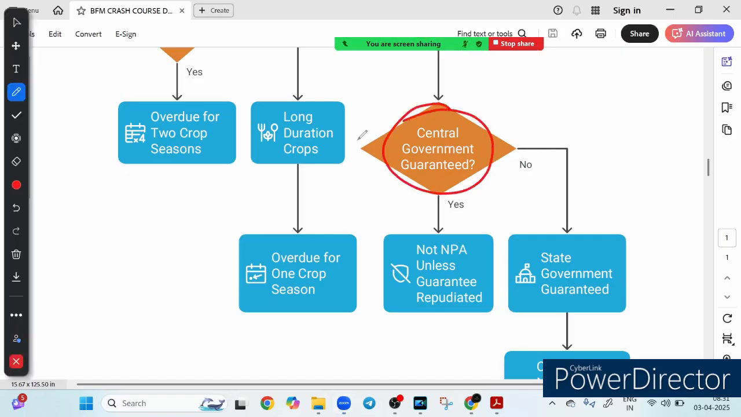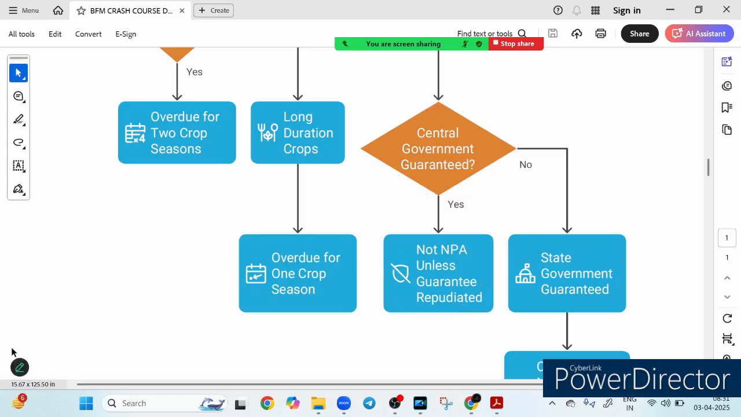So if the loan is guaranteed by the central government, it is not classified as NPA. Remember, it is not classified as NPA until the guarantee is repudiated. So as long as the government stands by the loan, it is safe from NPA standard. Remember, I am talking about a central government guaranteed bond.